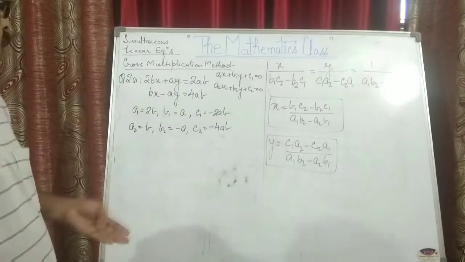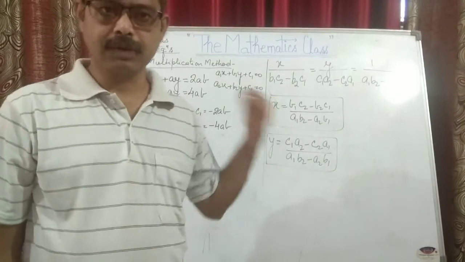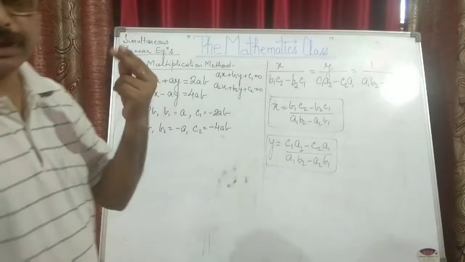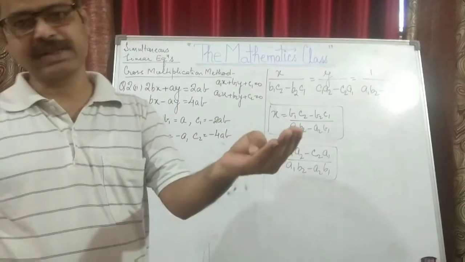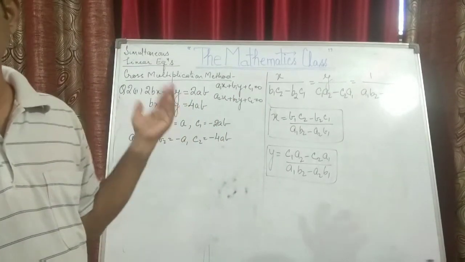Anyway, this finishes the cross multiplication method also. There are only 2 questions, out of which one part I have already done. So there are 3 parts left. I hope you all can do them on your own.